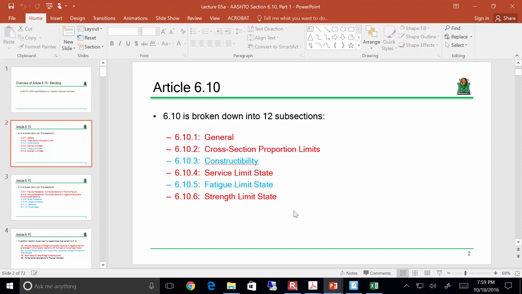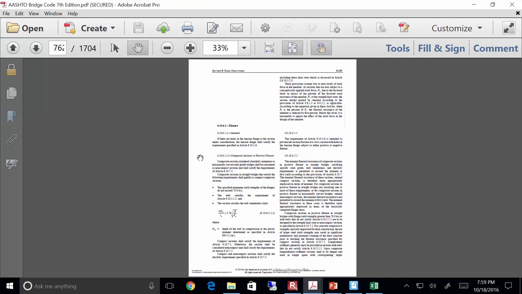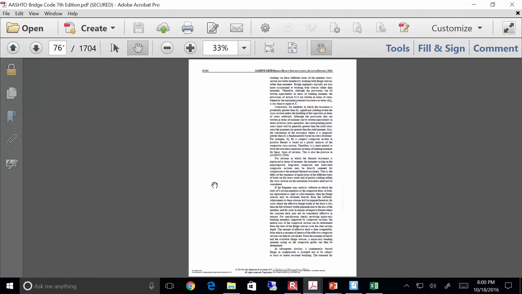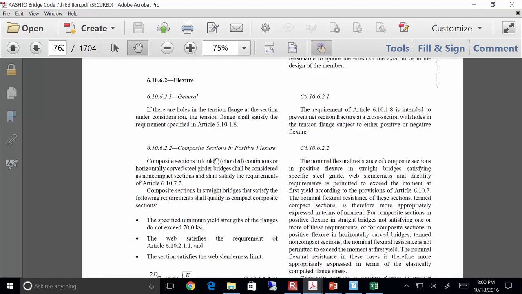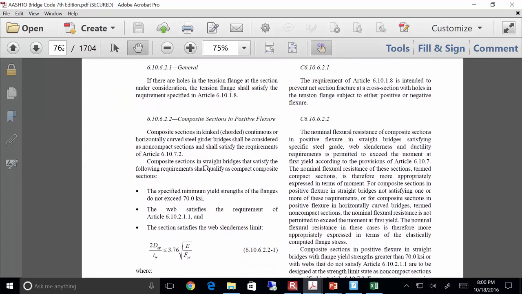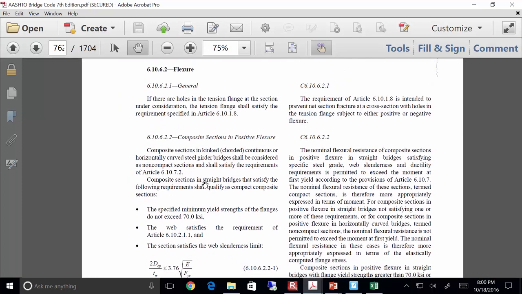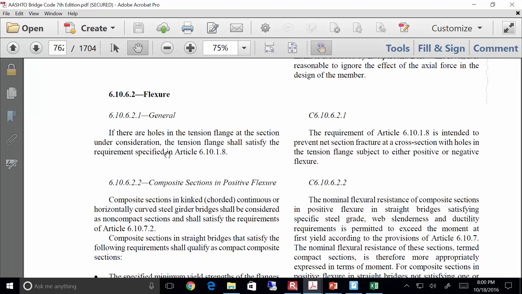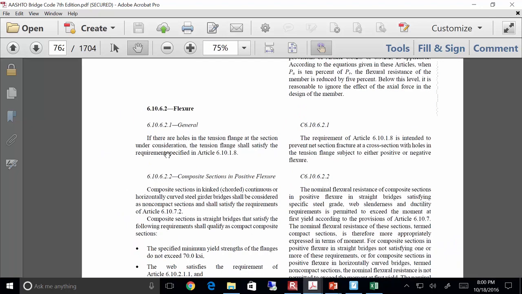So for the strength limit state, I want to start in the main body of the spec, particularly with Article 6.10.6. Now, if you skip ahead a little bit to 6.10.2, we're in flexure. Okay. So the nice thing about this is it pretty much points you everywhere that you need to go in terms of the spec. Now, if you want to know, let me go up here so you know what page I'm on. I'm on page 6-135. So this is the section of the spec that relates to the strength limit state and particularly relates to bending. Okay, and we'll handle shear, of course, later on.